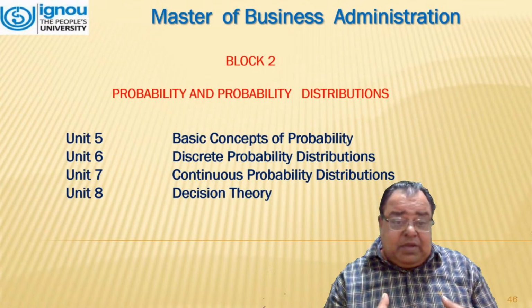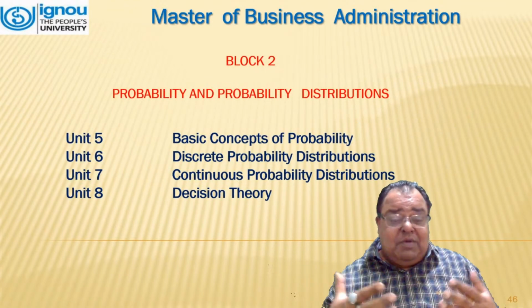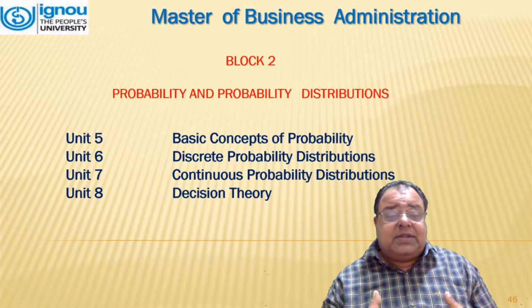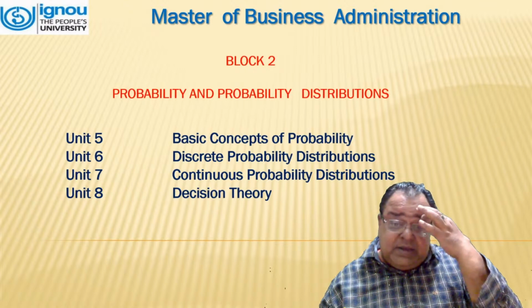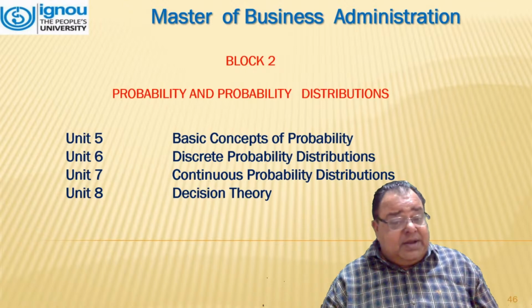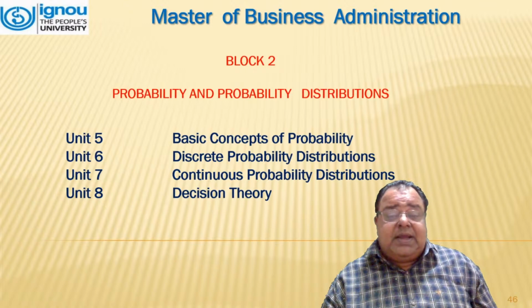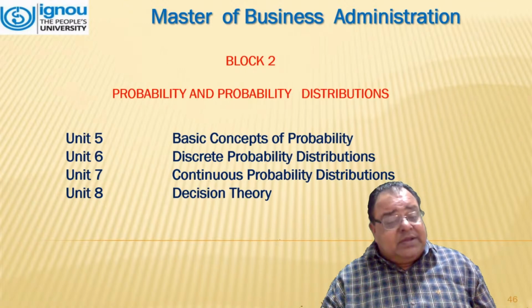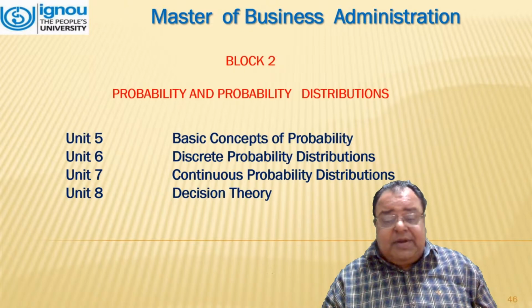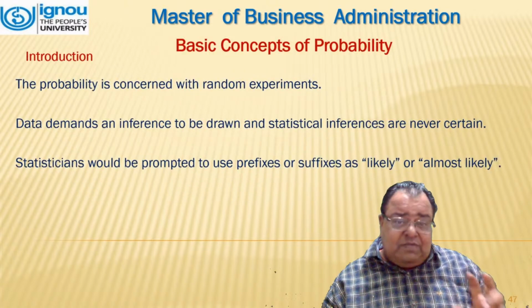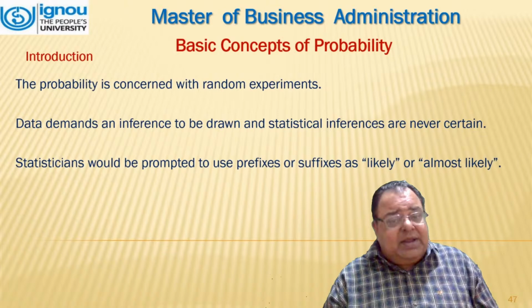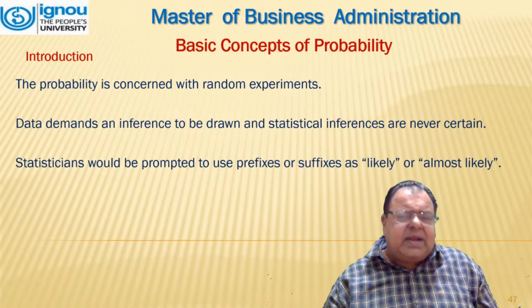Now, we move to block 2, that is probability and probability distribution. We have 4 units in it. That is, first unit is basic concept of probability. Next unit is discrete probability distribution. Third one is continuous probability distribution. And fourth one is decision theory. So first of all, we will start with probability. What it is all about.